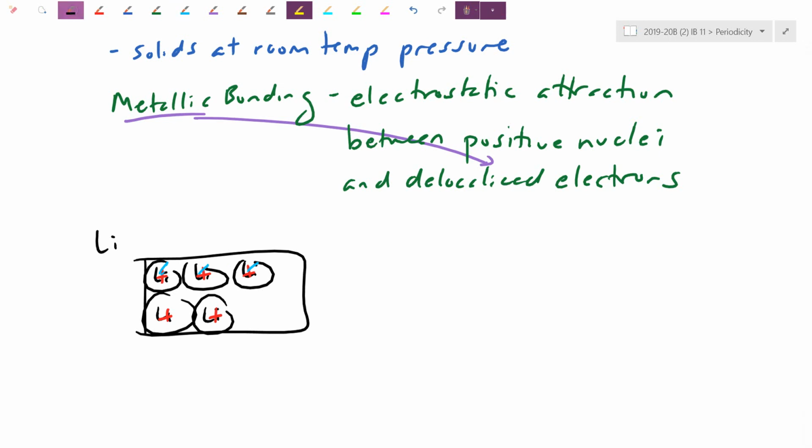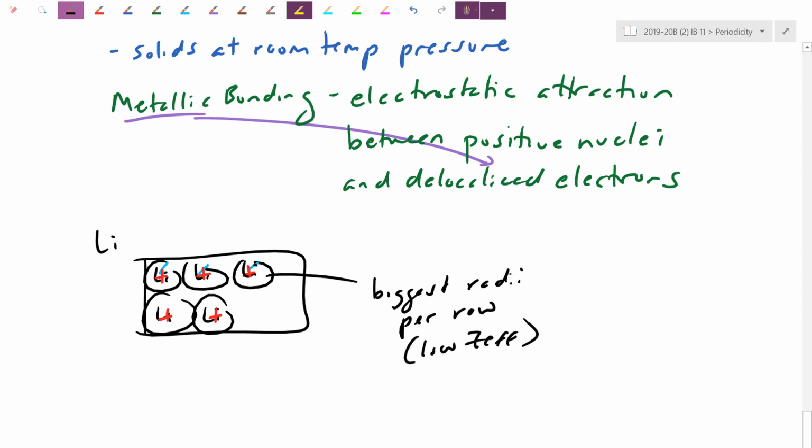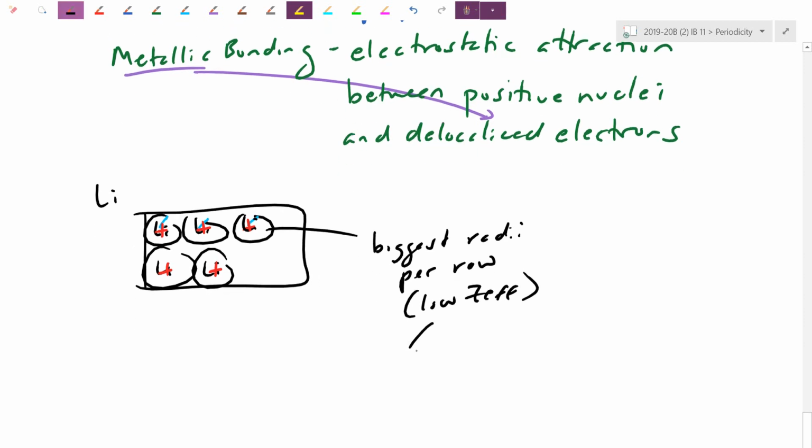But what we're going to say here is metals, we'll do this again in chapter 4, metals generally have the biggest radius per row. And that's because they have a low Z effective. You see some of those physical trends that we talked about come back and help justify this. Because they have a very low Z effective, that means they're going to have a very low ionization energy. It gets even lower as the metal gets larger. But low ionization energy implies it's easy to push off an electron.